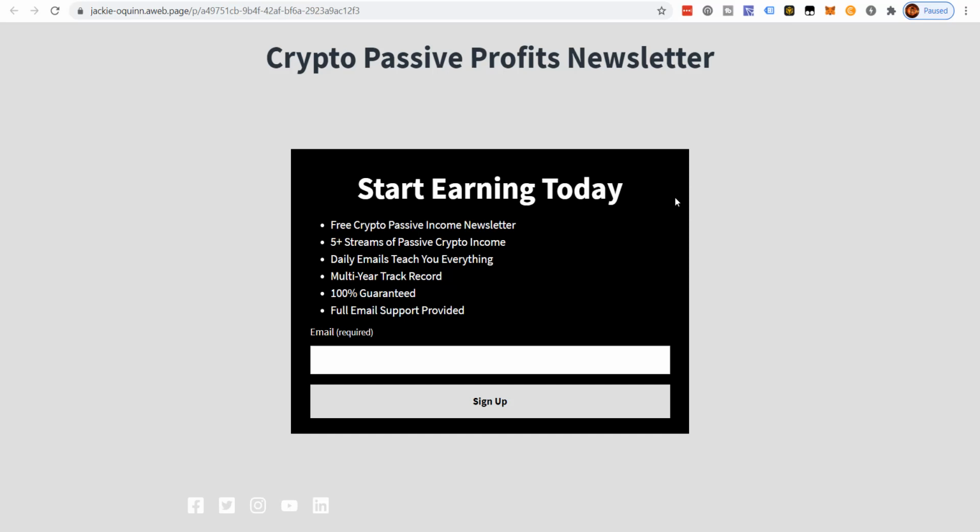Today we're going to be talking about the differences in APR versus APY when it comes to yield farming and cryptocurrency in the decentralized space.